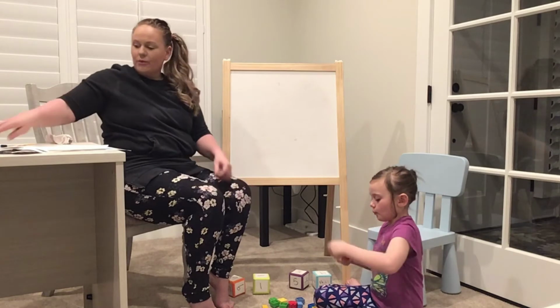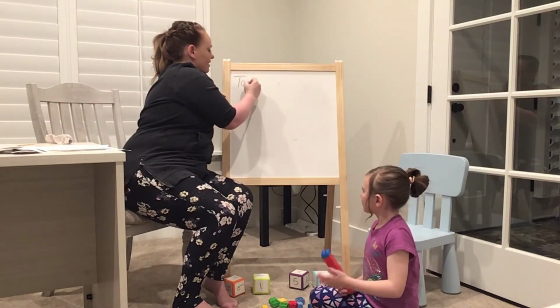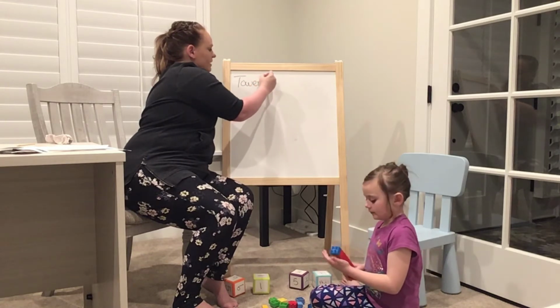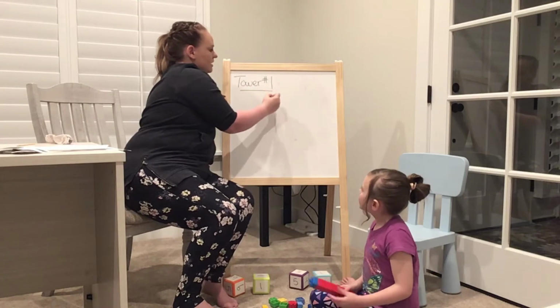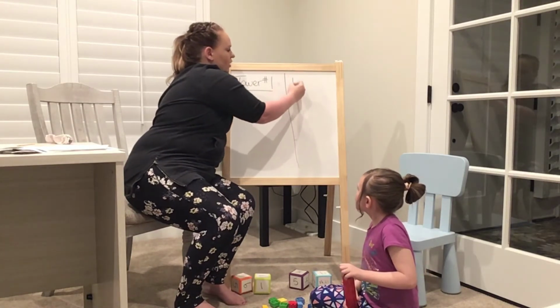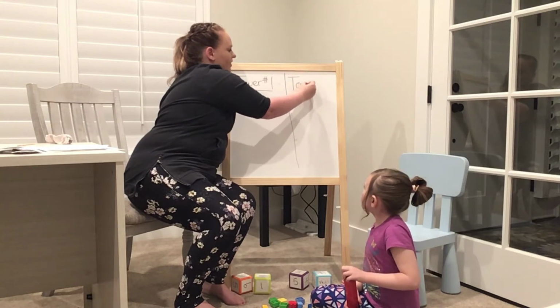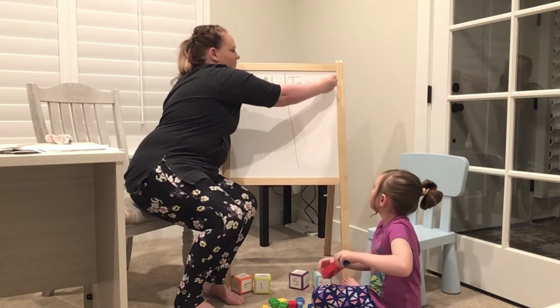Perfect. So we have a tower. We're going to call it our tower number 1. And I think all of the students could have a tower of 10 Legos. Yeah. So tower number 1 of 10 Legos. And then we're going to create another tower.